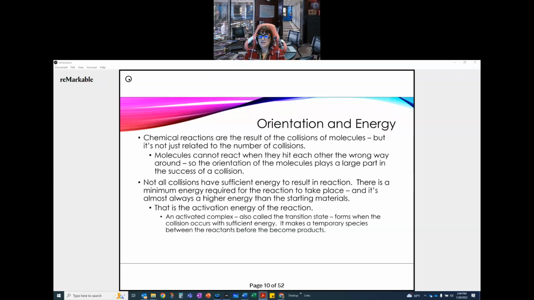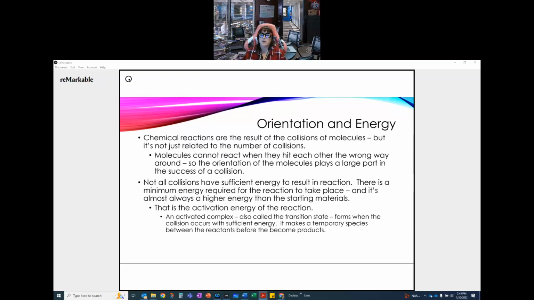Well, that's great. I said that I need to collide with something else to make a product. So chemical reactions are the result of the collision of molecules. But it's not just related to that collision, okay? I have to have more than that. So I can run into somebody in a hallway and nothing happens. But I could run into somebody else in a hallway and something happens. We all know that there are differences in that. Our interactions with other people, molecules are sort of like that.